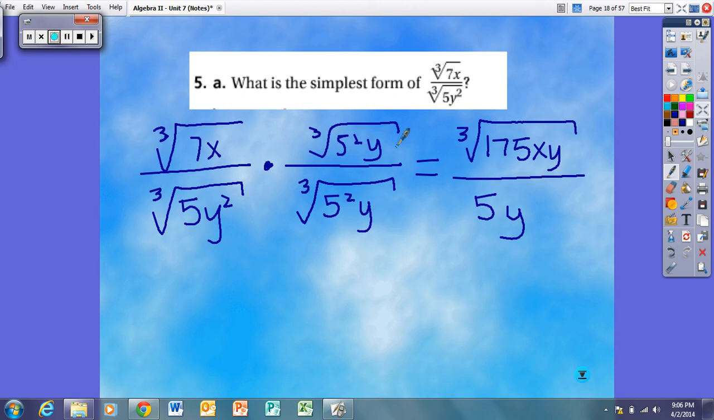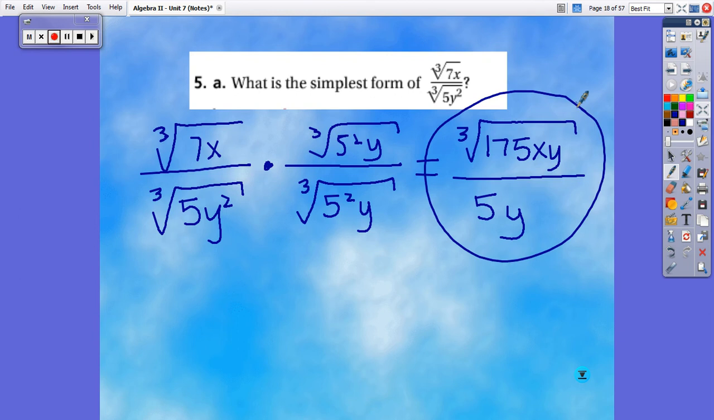And in order to multiply by 1, I have to multiply by the same thing on the top and the bottom. I multiply my denominator across the bottom. I had 5 cubed, so I took out a 5. Then I had y cubed, so I took out a y. And then all I did across the top was multiply. 7 times 25, right, because 5 squared is 25. 25 times 7 is 175. And then I have an x and a y, so I have x times y. This would be your final answer.